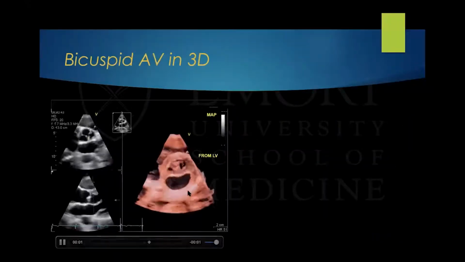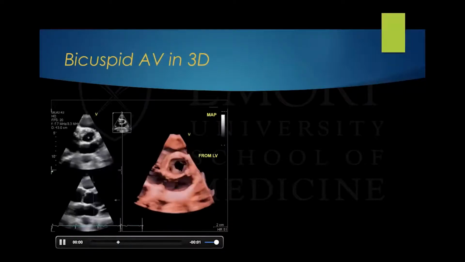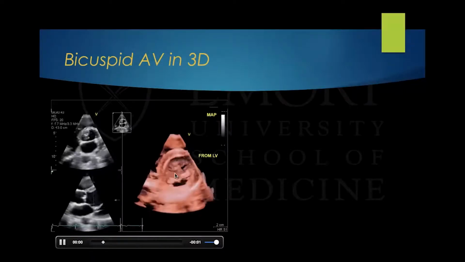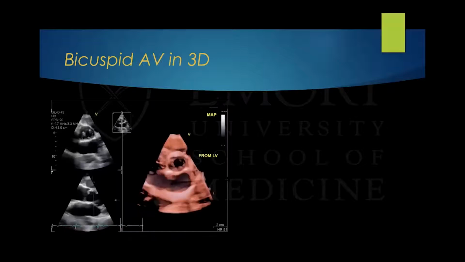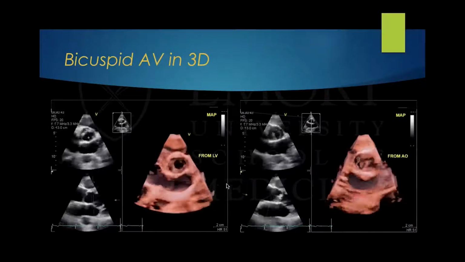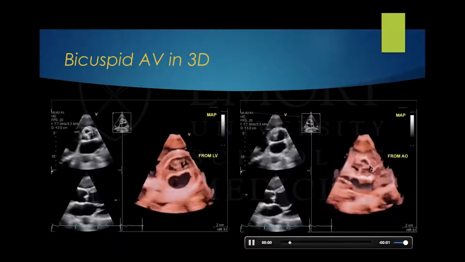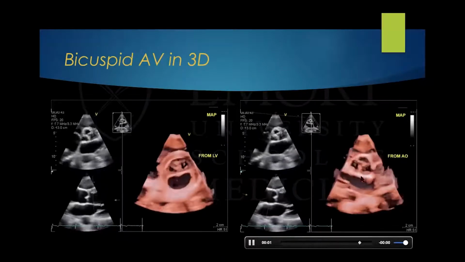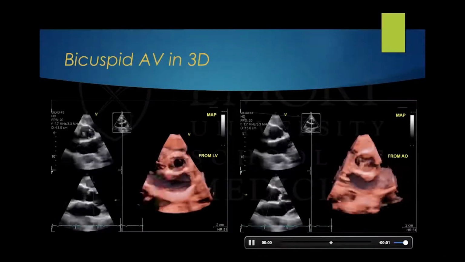Here's a three-dimensional image of a bicuspid valve from the left ventricle looking up into the leaflets, and you will see the doming and the opening of the aortic valve. From the aorta looking down to the leaflets, you will see the raphe, and here is some thickening also of some areas of the tips of the valve.